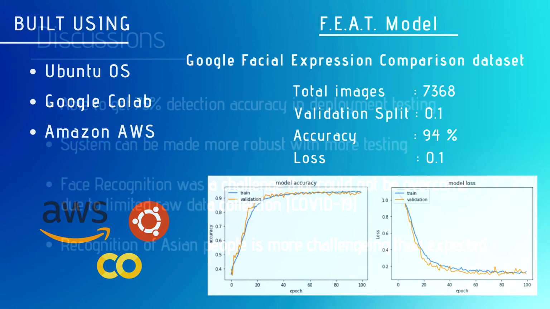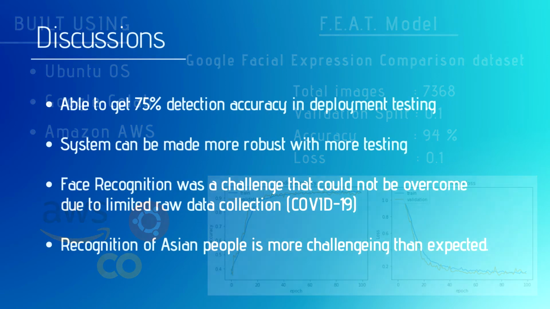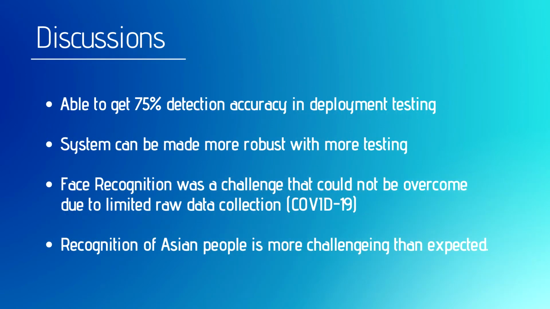This application was later on tested in real classes, which was my English class and one of the computer courses taught by my lecturer. And during those classes, the system was able to get about 75% detection accuracy in its deployment testing. The system can be made more robust with additional testing, and there was a plan of integrating facial recognition, but due to the limitation of COVID-19, real-time testing with the students could not be conducted as planned.